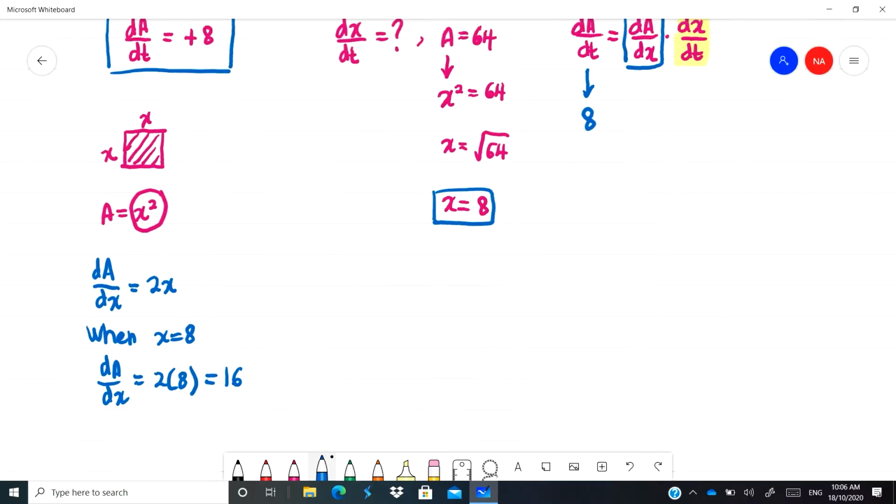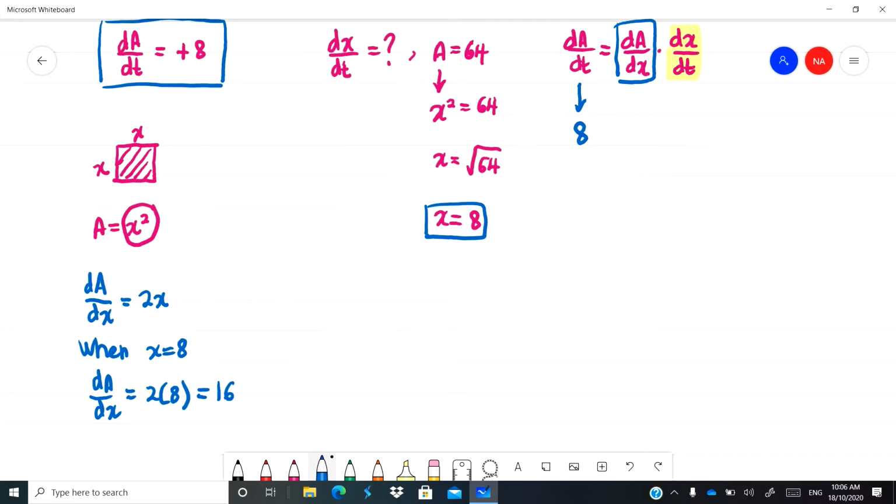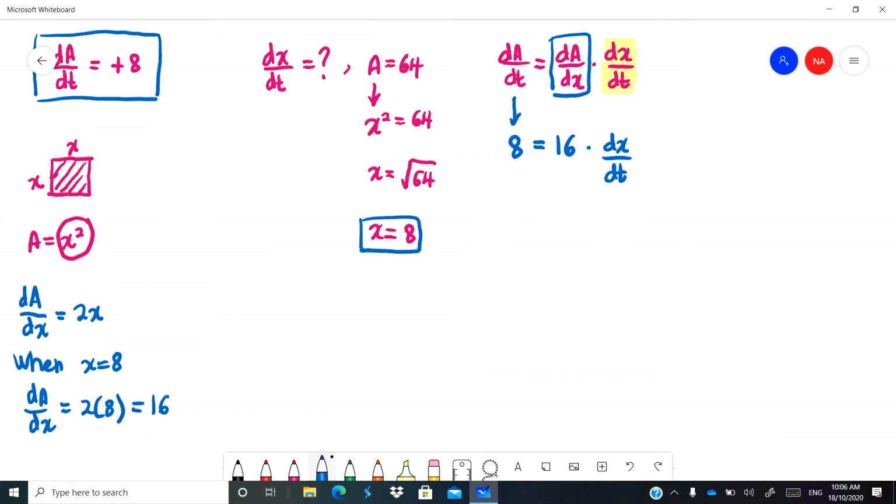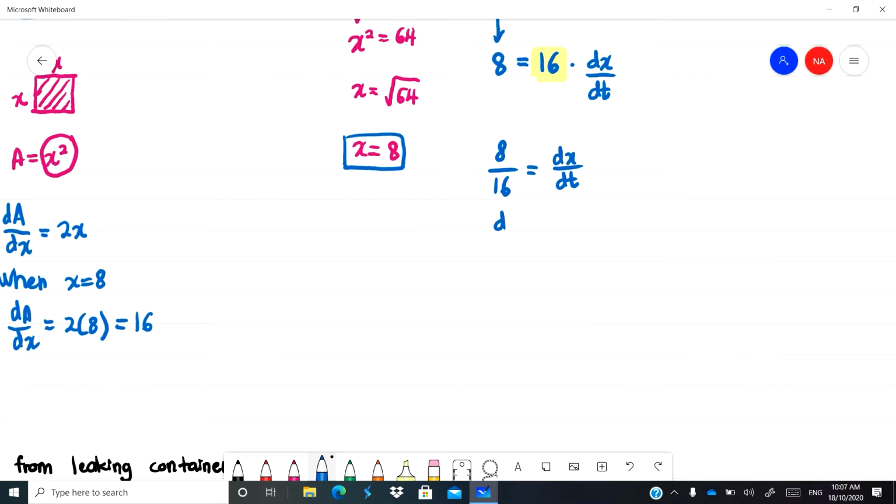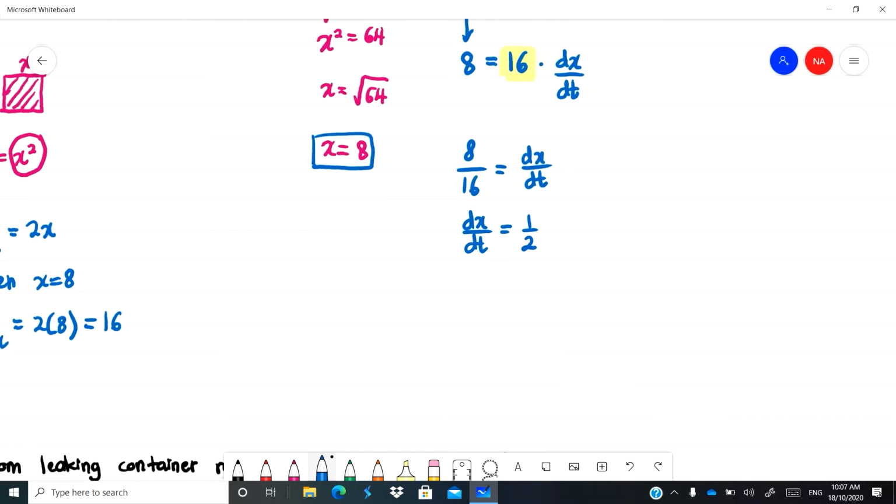All right, so dA over dx is 16, so this is equal to 16 multiplied by dx over dt. Since we want to find dx over dt, we'll have to move this 16 to the left side. So we'll have 8 over 16 equal to dx over dt. We can simplify dx over dt, so it's given by 1 over 2, or 0.5, which is half.